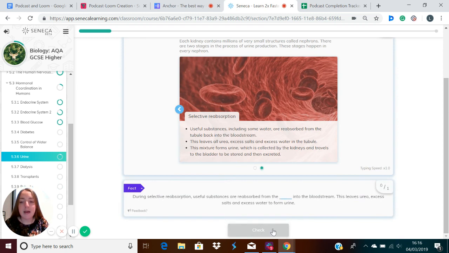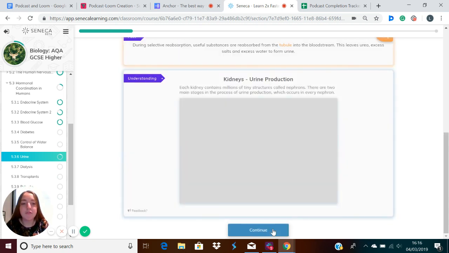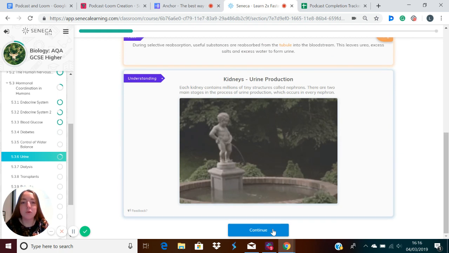So let's have a recap. During selective reabsorption, useful substances are reabsorbed from the nephron into the bloodstream. This leaves urea, excess salts and excess water to form urine.